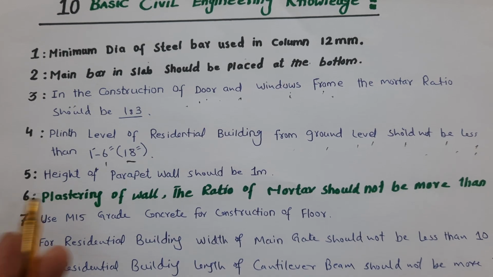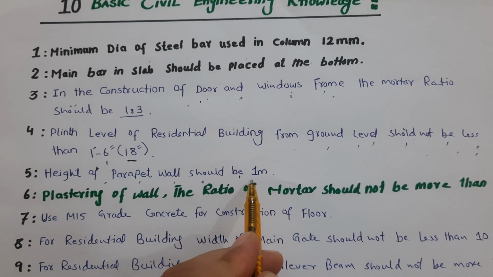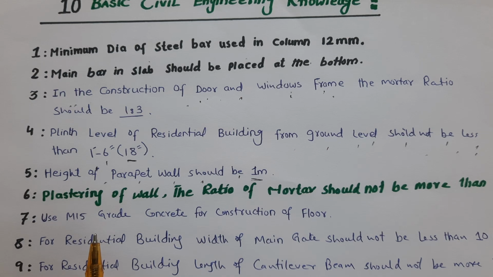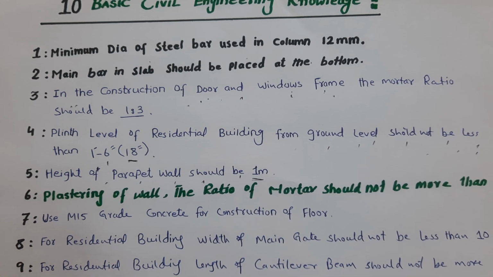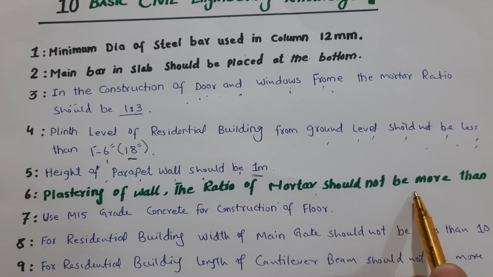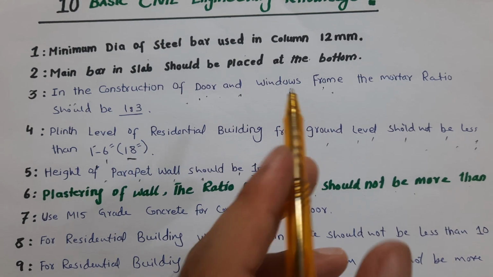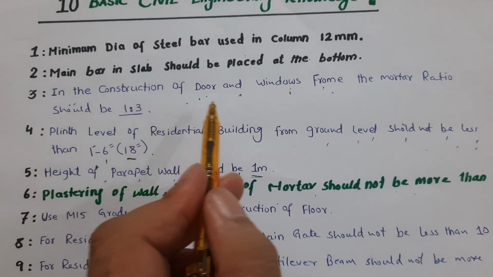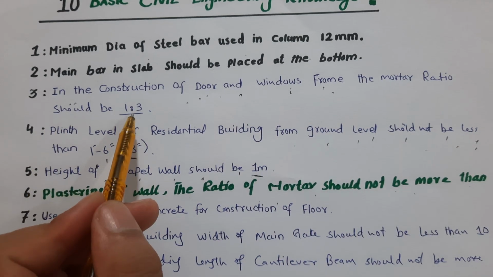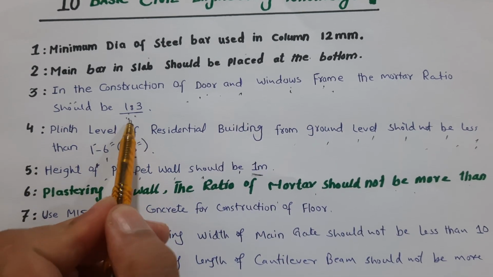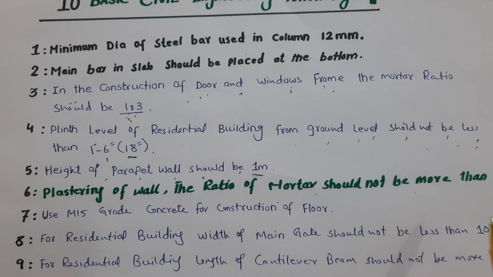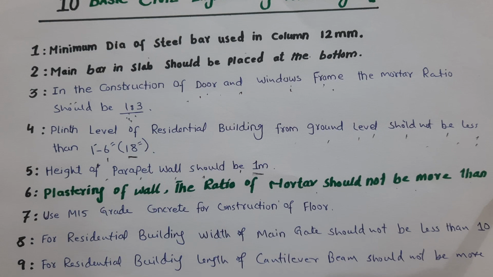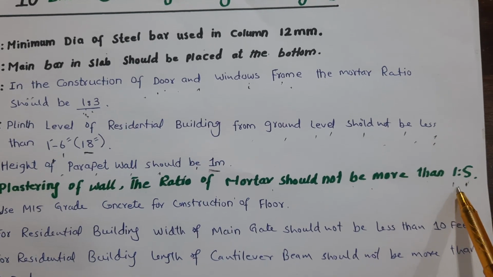The next one, guys, you can see the height of a parapet wall should be 1 meter. A parapet wall you can use on top of the chajja or cantilever slab, or at the front side of doors and windows, etc. Next, for plastering of the wall, the mortar ratio should not be more than 1:5. As I discussed, for fixing door and window frames the mortar ratio should be 1:3, but for a normal residential building the mortar should not be more than 1:5. So 1 part cement, 5 parts sand.